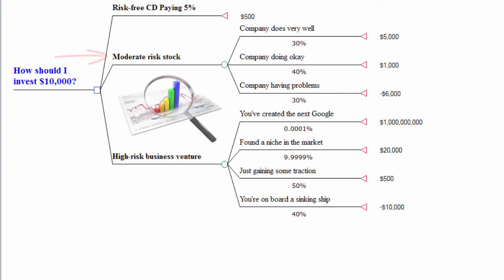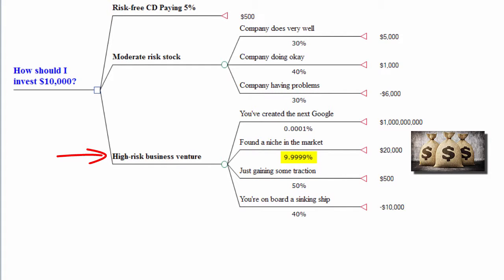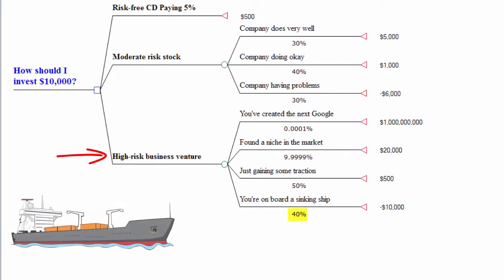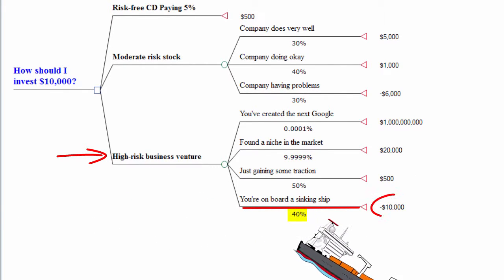Now, you've done your own research on tech companies in the past 5 years and told me you have about a 50% chance of making about as much as the CD if your company begins to gain some traction, and a near 10% chance of tripling your money in the first year if you've identified and secured your own niche in the market. Unfortunately, there's also a 40% chance that the company will fail miserably and you'll lose everything.